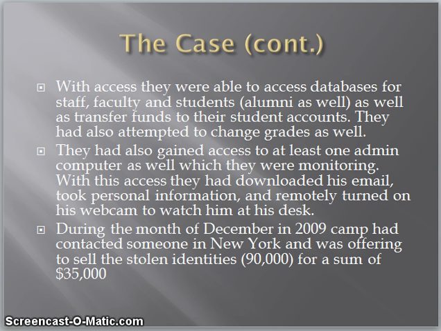From there, they actually started to gain access to alter some of the grades that they had wanted to change, or they had also changed some withdrawal records, I think.